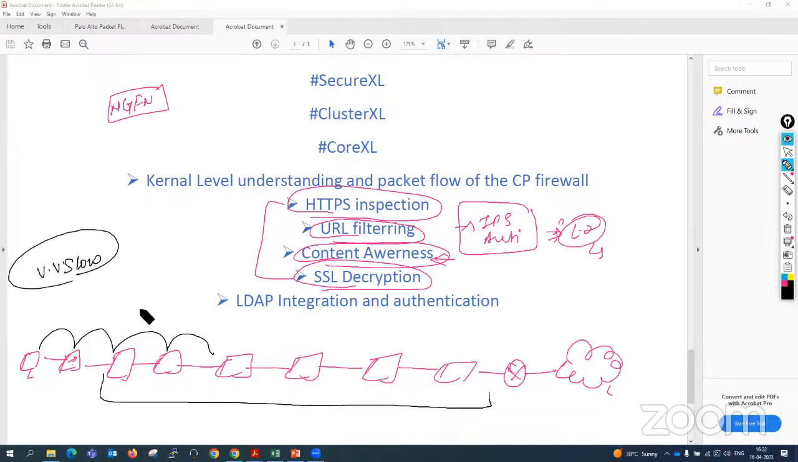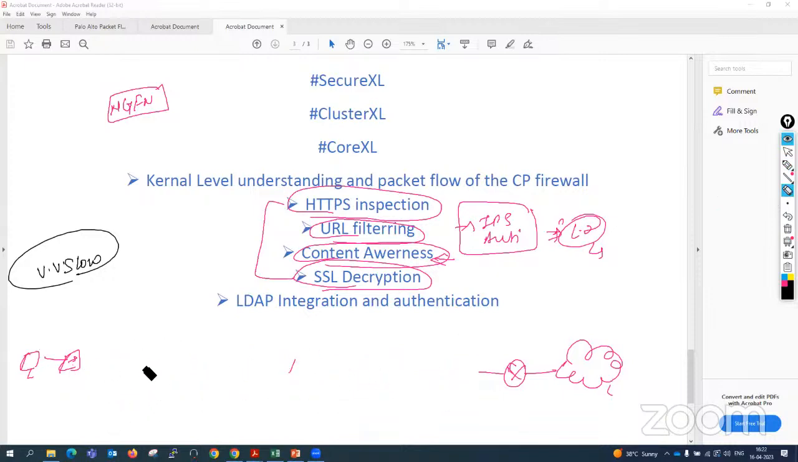So what happened when firewalls evolved over time? All these functionalities and features were combined into the firewall. So now, instead of all these devices, we have only one device between your switch and the router, which is called your next generation firewall.